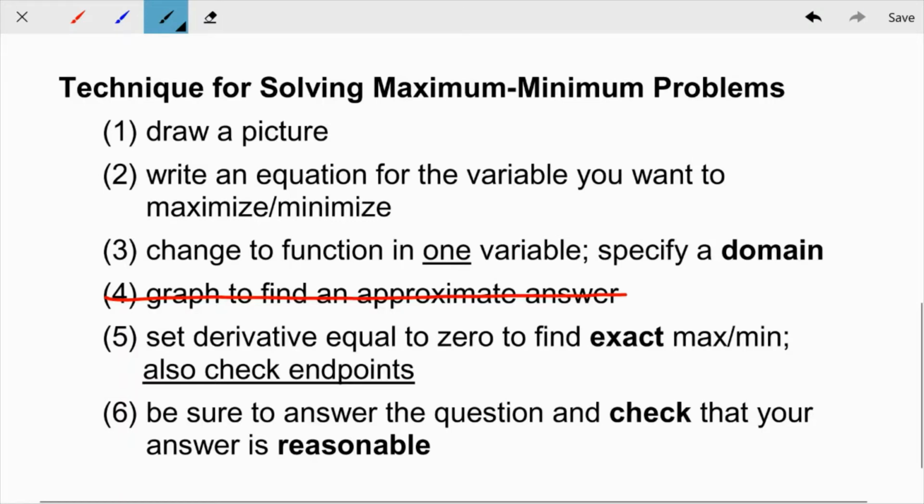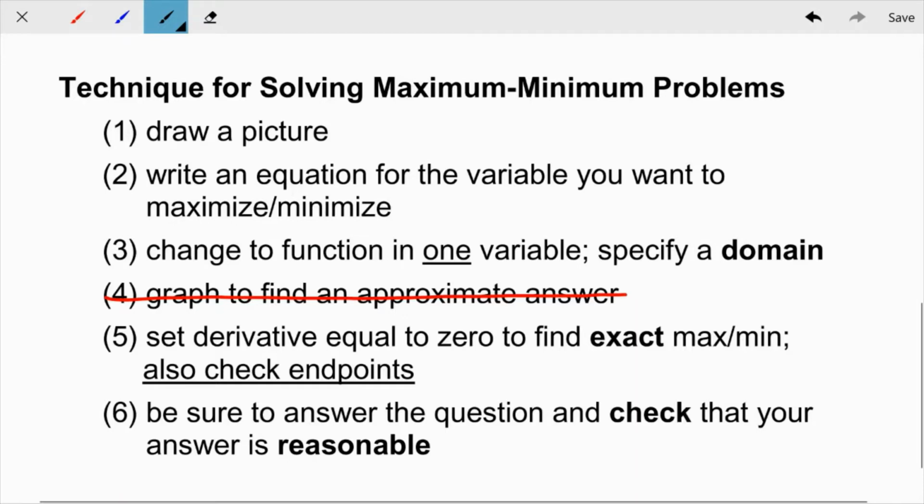Okay, and then the last step, notice that it says be sure to answer the question, because a lot of times you'll go through and you'll find x, and maybe that's not what they're asking you for. So make sure you answer the question that was originally asked, and then make sure that your answer makes sense.